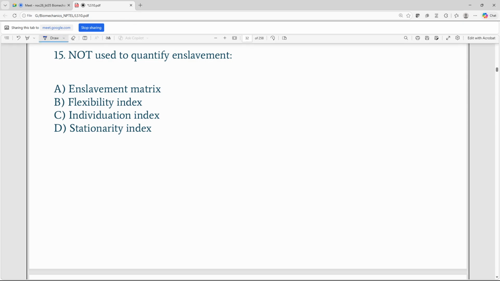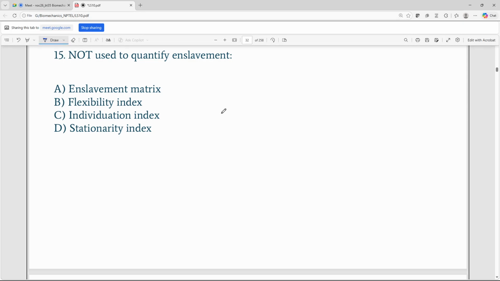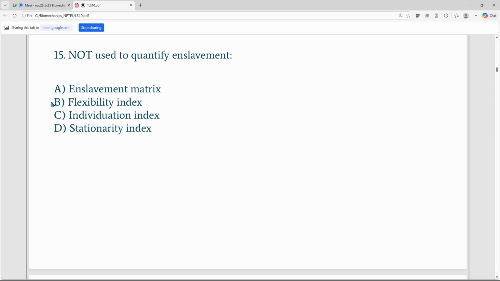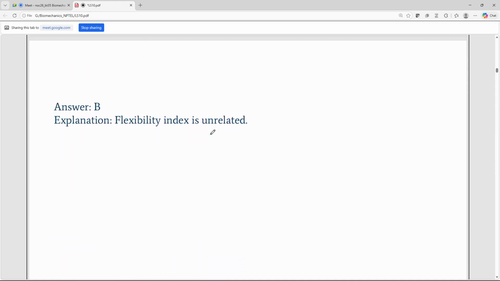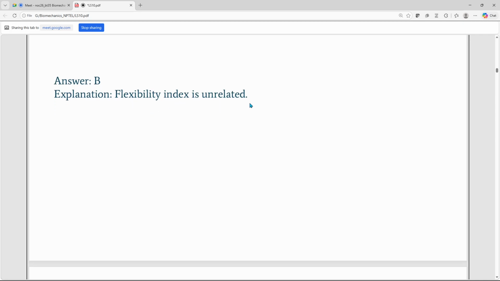The answer is option B, that is flexibility index. We have not discussed anything about flexibility here. In the previous questions also we were discussing the enslavement matrix, individuation and stationarity. So there was no flexibility index used in the study. So our answer is option B. Flexibility index is unrelated.